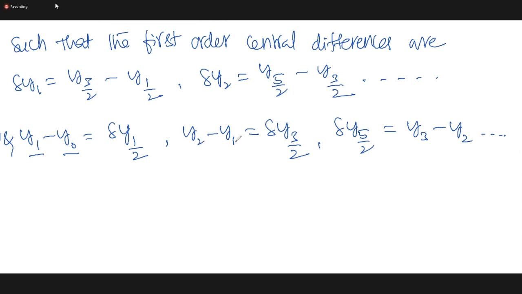Here also 2, 1. 2, 1 means integers. So in the result, 3 by 2, rational number. Here the suffixes are 3, 2, integers. So what is the result? In first order central difference, the suffix is 5 by 2. 5 by 2 means rational numbers. Is it clear?